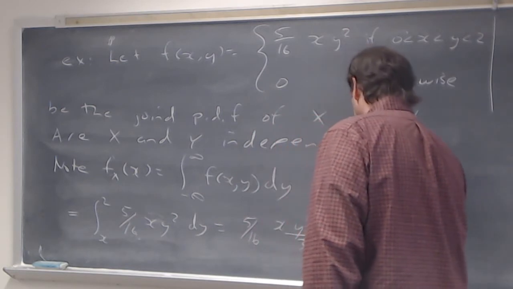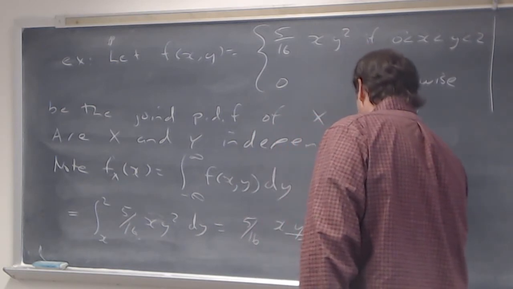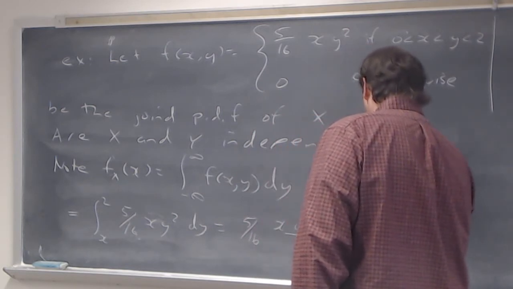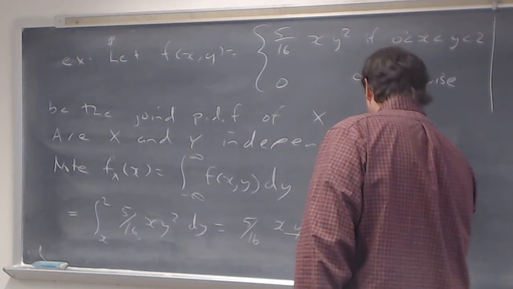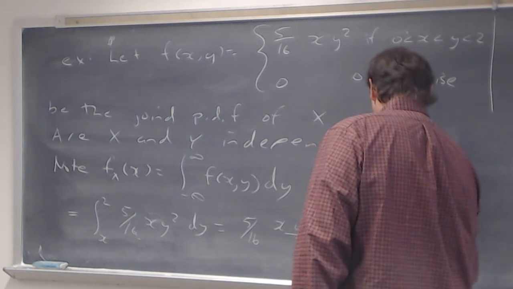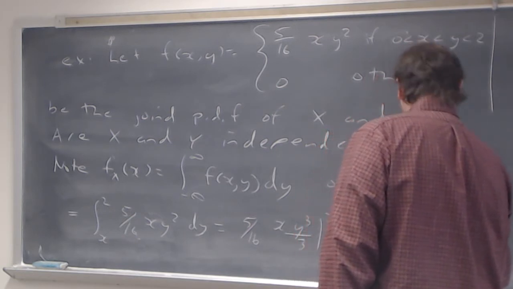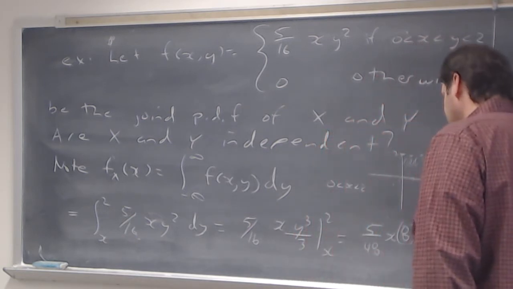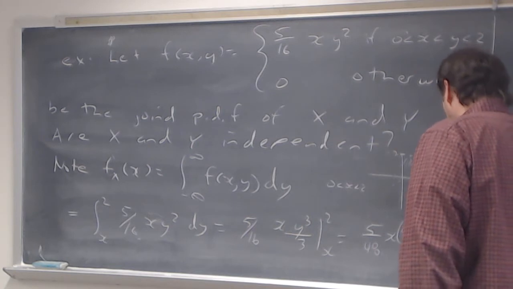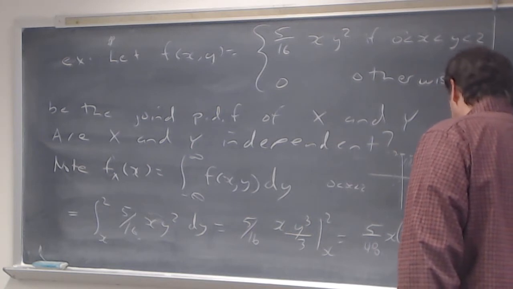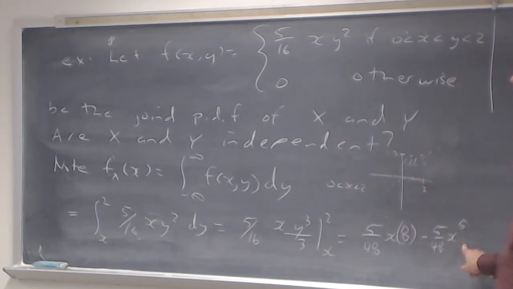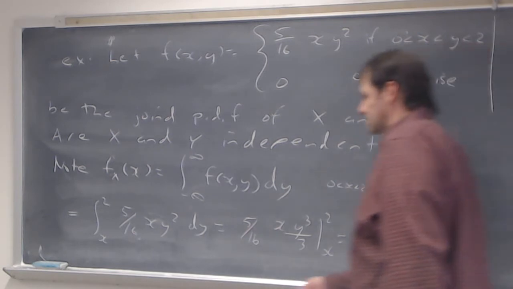And then that's going to be 5/48. Here we're sticking in 2 for y. That's going to be times x times 8 minus, when I stick in x, I'm going to get 5/48, and then it's going to be x to the 5th. Okay? And so we'll simplify that just a little bit.